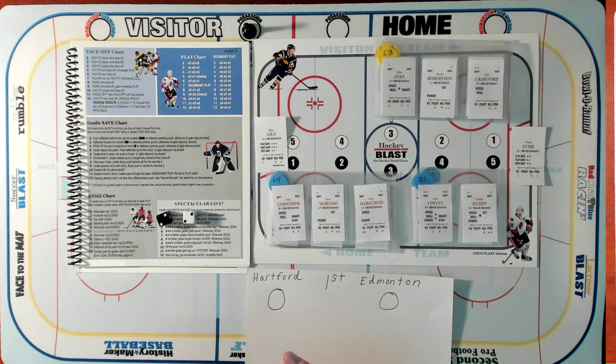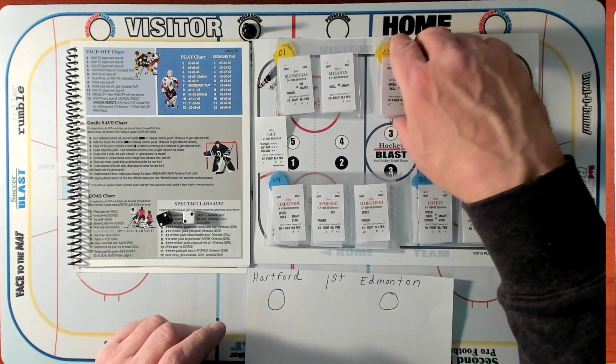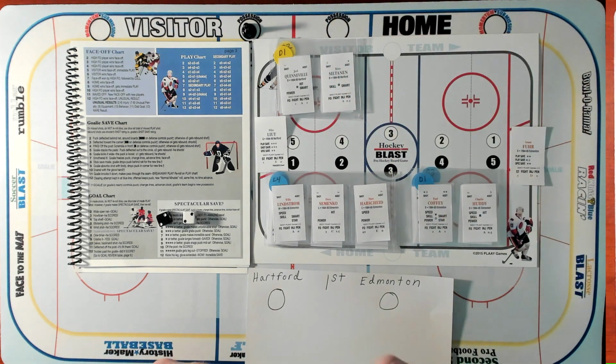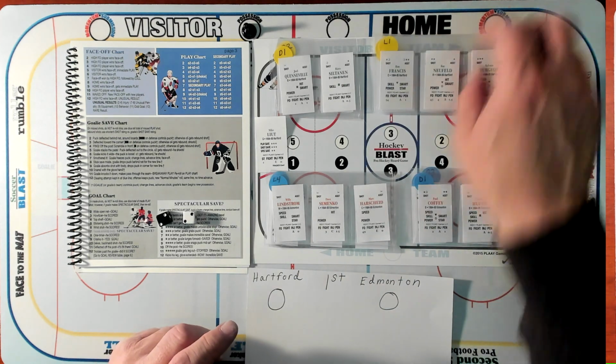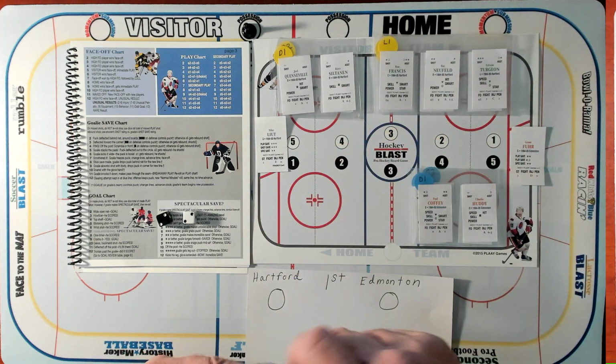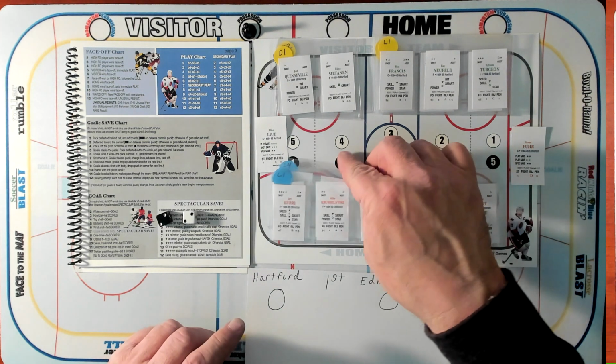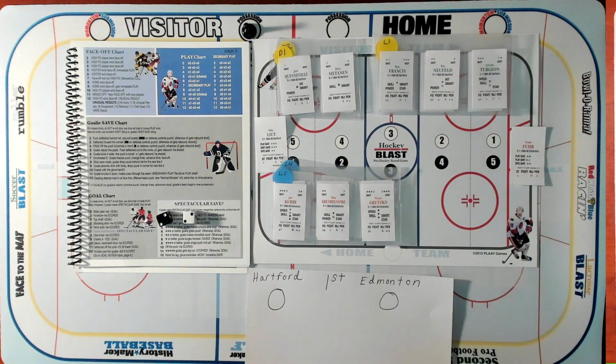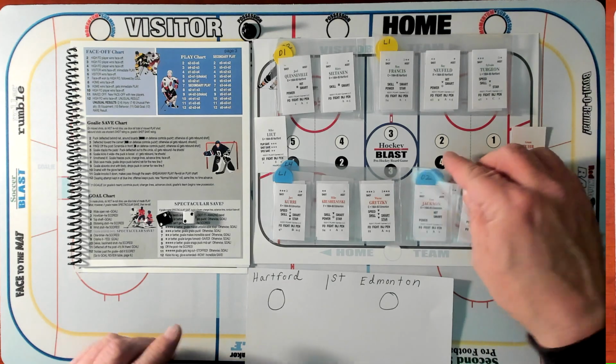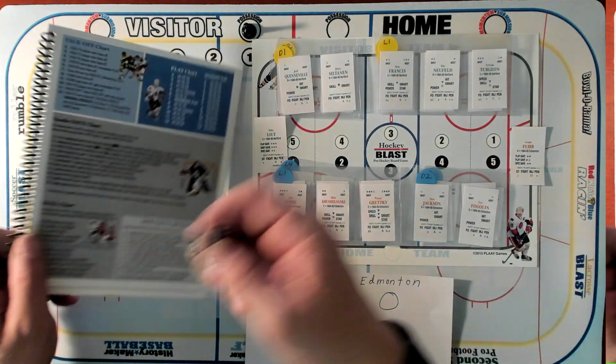Actually, we're going to do a line skip for both teams. That will bring both top lines out to the ice since we only got 2 minutes left in the period. But Hartford still has possession. So we will go to the normal minutes chart.